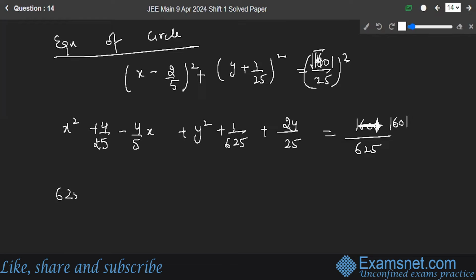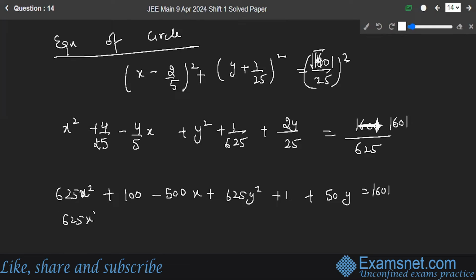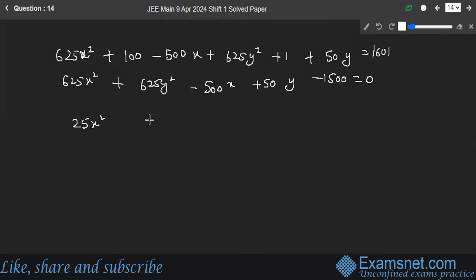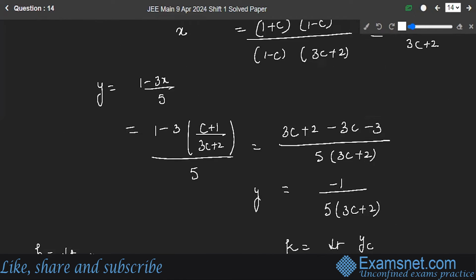You have 625x squared minus 500x plus 625y squared plus 50y plus 1 is equal to this one. So this is 625x squared plus 625y squared minus 500x plus 50y minus 1500 is equal to 0. Dividing both sides by 25, you will have 25x squared plus 25y squared minus 20x plus 2y minus 16 is equal to 0. This is the answer to the question.